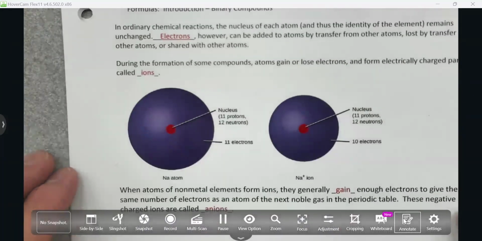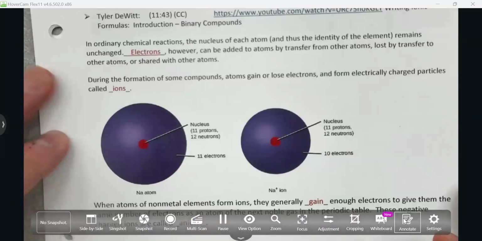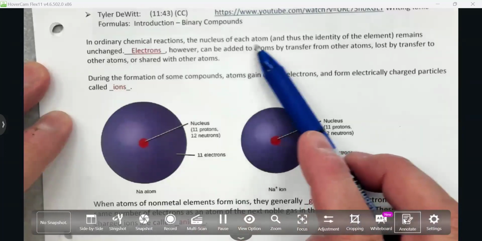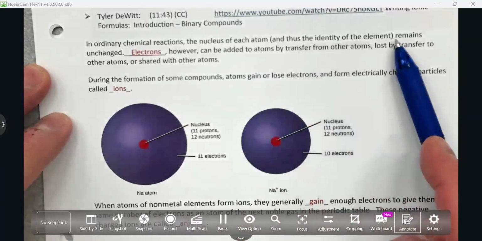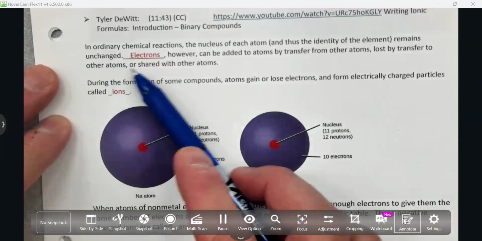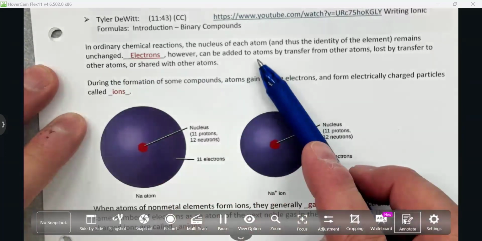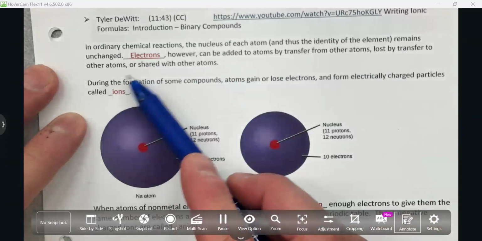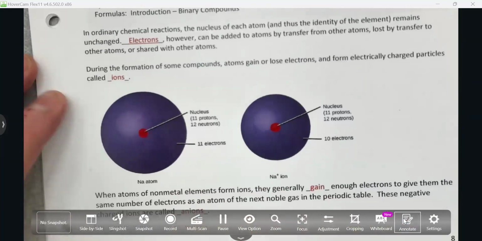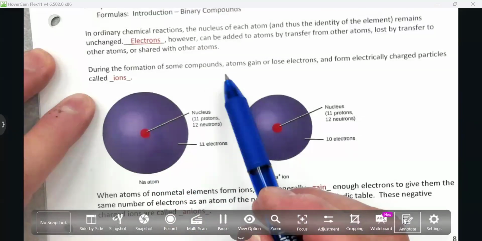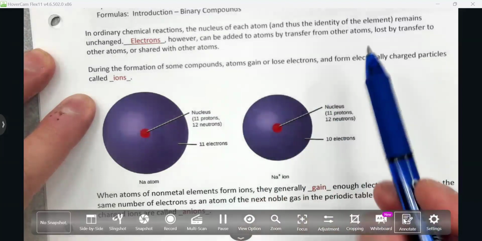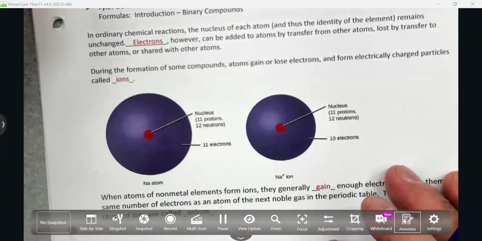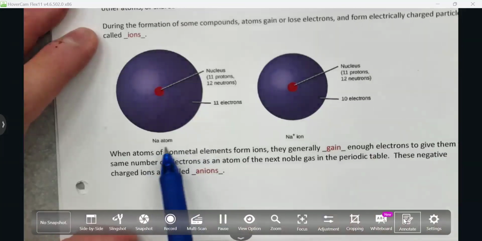So we worked ahead a little bit. In ordinary chemical reactions, the nucleus of each atom, and thus the identity of the element, remains unchanged. Electrons, however, can be added to atoms by transfer from other atoms, lost by transfer to other atoms, or shared with other atoms. During the formation of some compounds, atoms gain or lose electrons and form electrically charged particles called ions. This is an example of that.